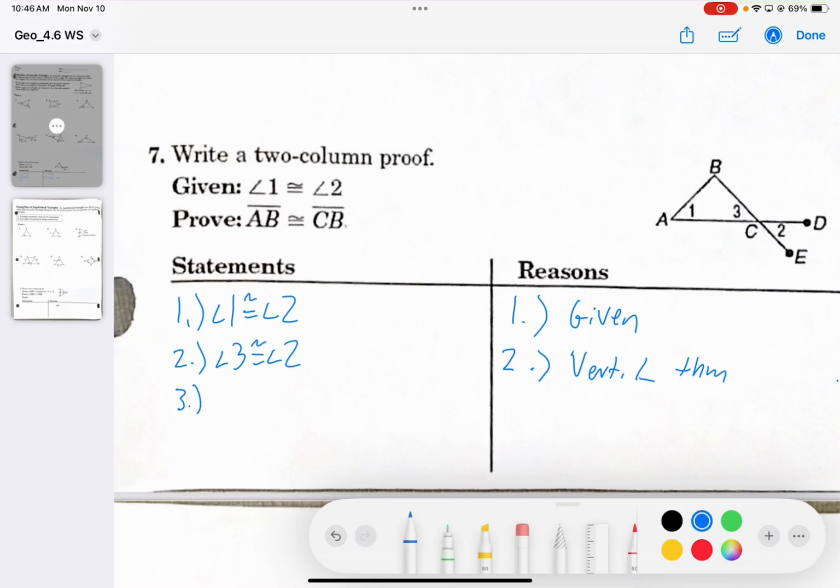One and 3 are congruent, right? So I know 1 is congruent to 2. 2 is congruent to 3. So I can say that angle 1 is congruent to angle 3. What reason is that, Julia? You can give me 1 of 2. You said what? Substitution's cool. Or transitive property would work as well too.